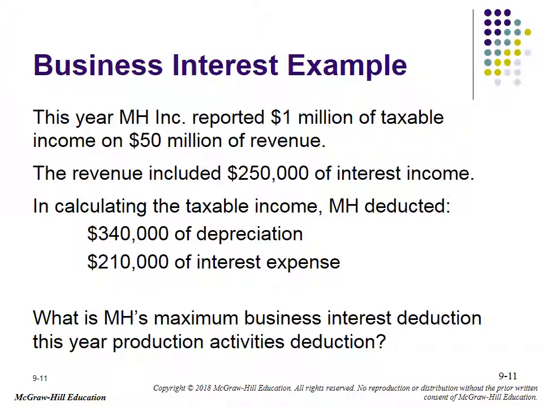Take a look at an example. This year, MH Inc. reported $1 million of taxable income on $50 million of revenue. Now remember, it is the gross receipts, the revenue that we're looking at here, in determining if the company has to limit their business interest expense deduction. The revenue included $250,000 of interest income. In calculating their taxable income of $1 million, they had $340 in depreciation and $210 of interest expense. What's the maximum business interest deduction this year?